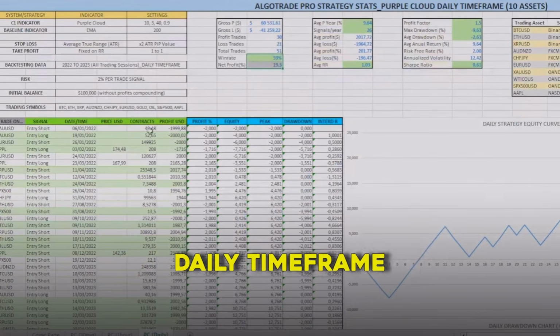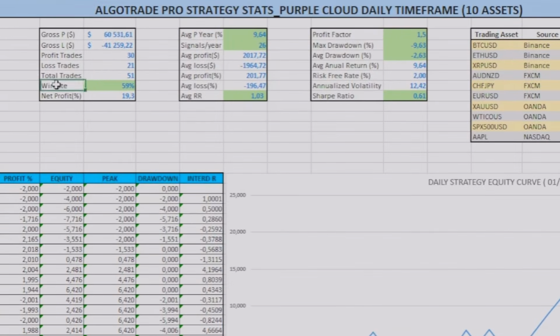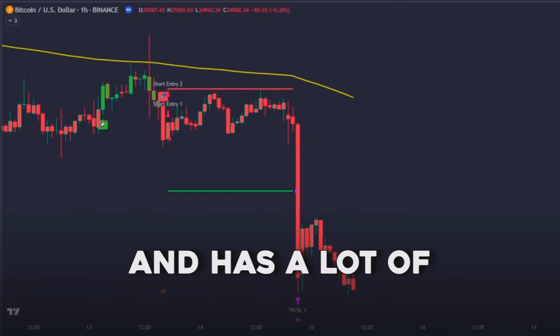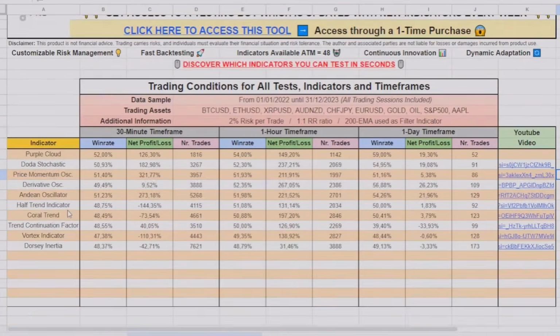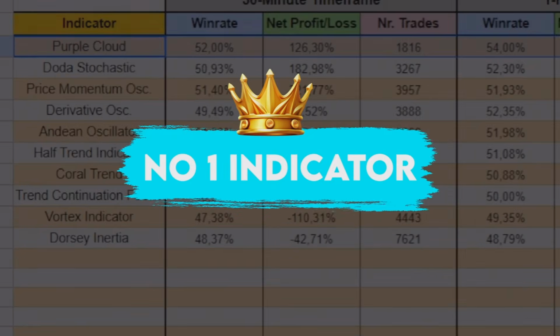And finally, on the daily time frame, after 51 trades, the indicator achieved a win rate of almost 60% and a net profit of 19%. Therefore, the purple cloud indicator proves to be efficient and has a lot of potential. In our ranking sheet, it will beat the Dora Stochastic and will be our new top 1 indicator.